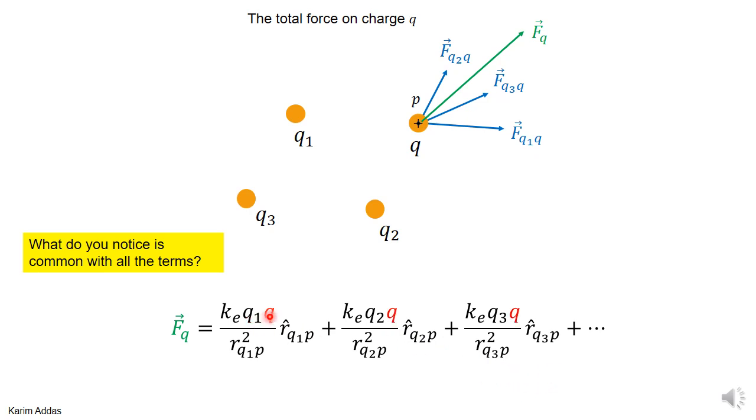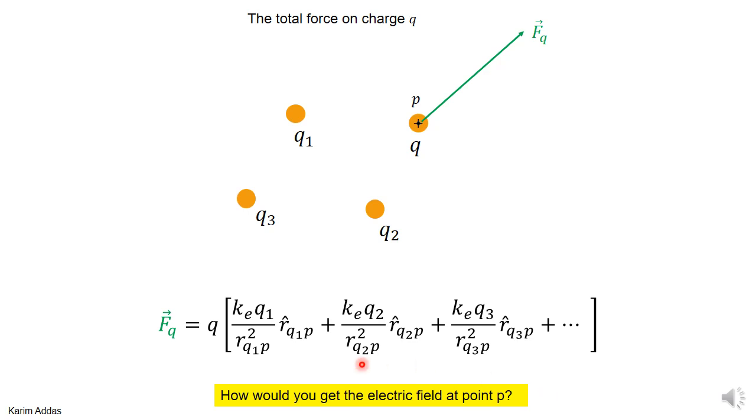See here that the charge Q exists in all these terms because we're getting the force on charge Q. So what can we do with all these Q's? Why don't we take them out as a common factor? So we get Q multiplied by this big bracket.